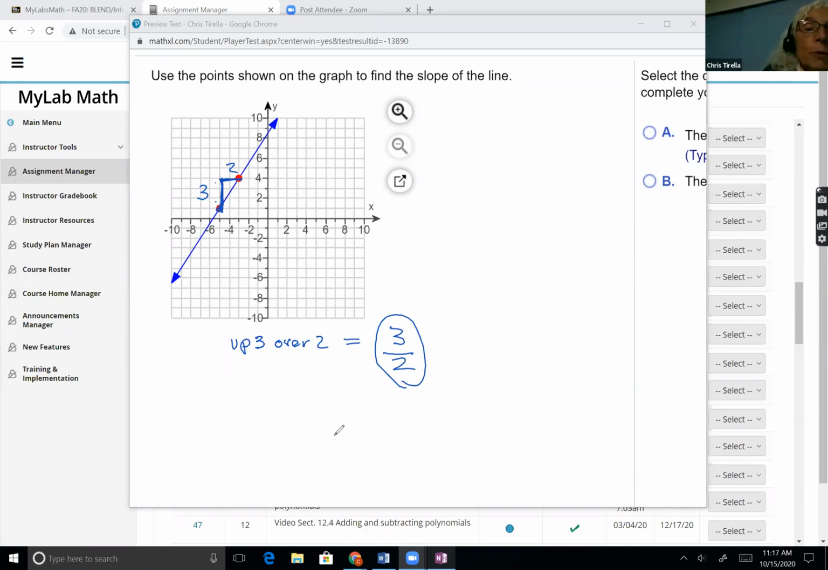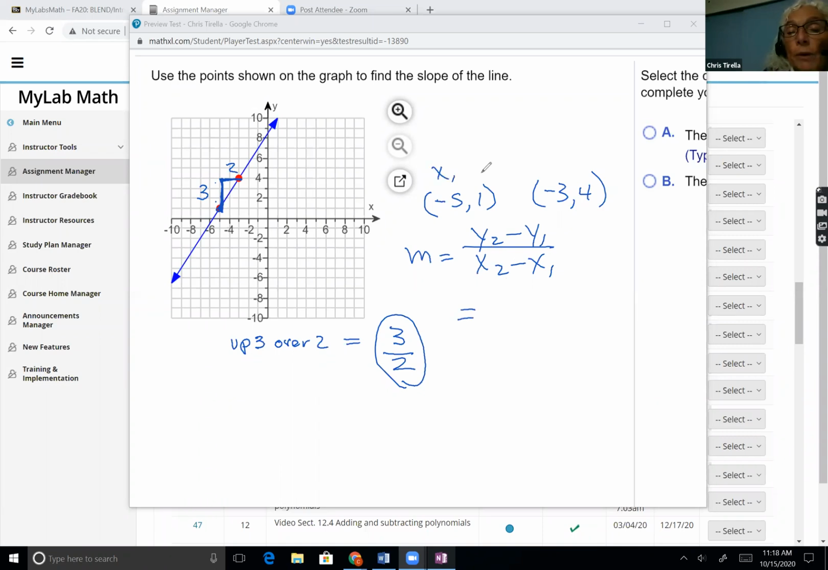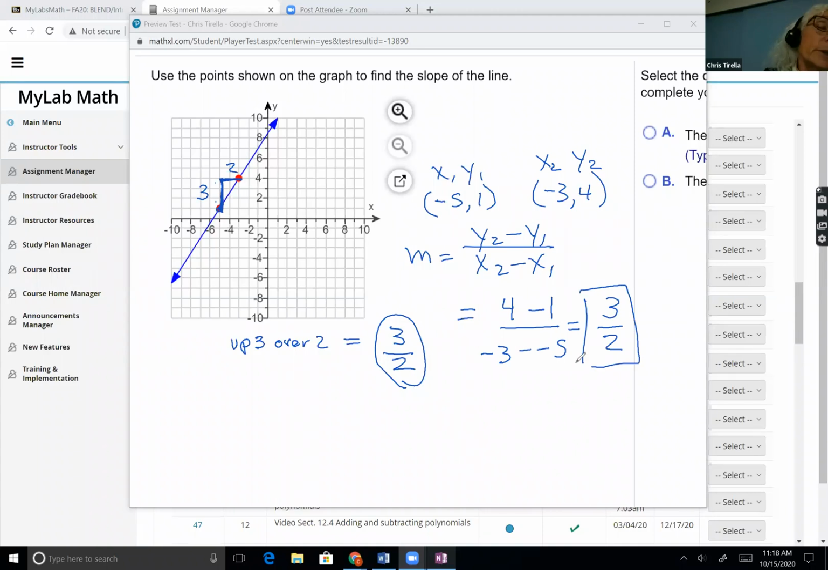If you want to do it the grown-up way, our point to the left is the point (-5, 1). Our point to the right is the point (-3, 4). And I can use my slope formula, which is the difference in the y values over the difference in the x values. So if this is my x1, y1, and this is my x2, y2, that's going to give me (4 - 1) over (-3 - -5), which is going to give me 3 over 2. And so do you see it gives me the same answer as counting blocks.